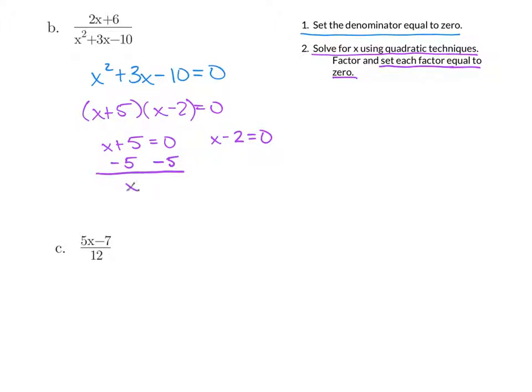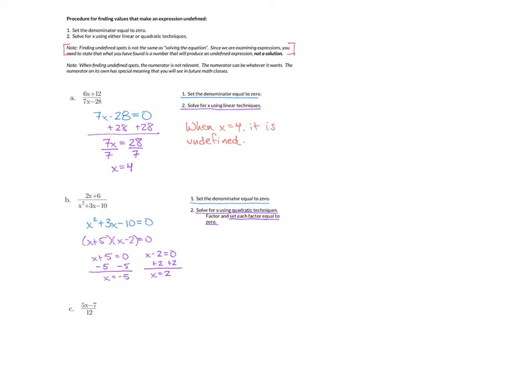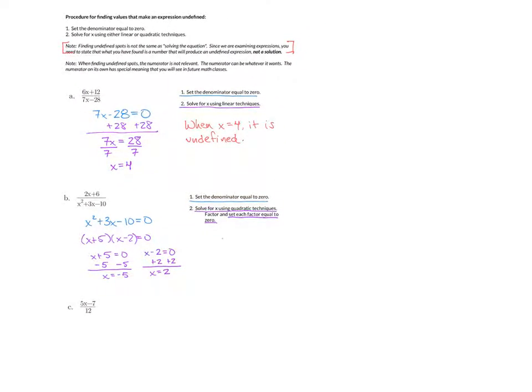We can go ahead and solve x plus 5 equals 0 by subtracting 5 from both sides. We get x equals negative 5, and in the second one, we get x minus 2 equals 0. We can add 2 to both sides, and we get x equals 2. Again, remember that we want to state that what we are finding is areas where the expression is undefined. So when x equals negative 5 or positive 2, the expression is undefined.